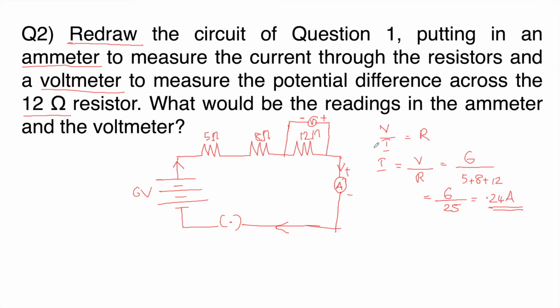And now we have to find the reading in the voltmeter. That means V is equal to I into R. The current we got is 0.24, and the potential difference across each resistor will be different. We have to find it across 12 ohm. So 0.24 into 12, and we'll get 2.88 volt. These are the readings.